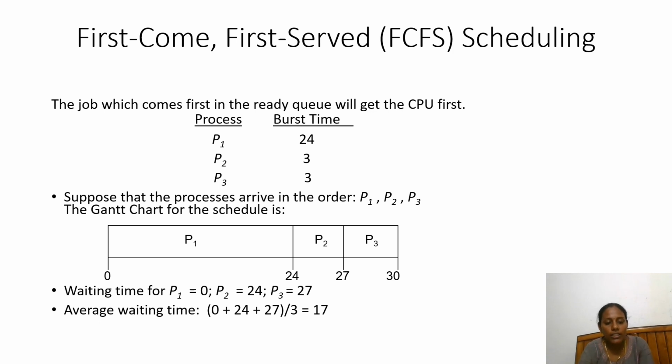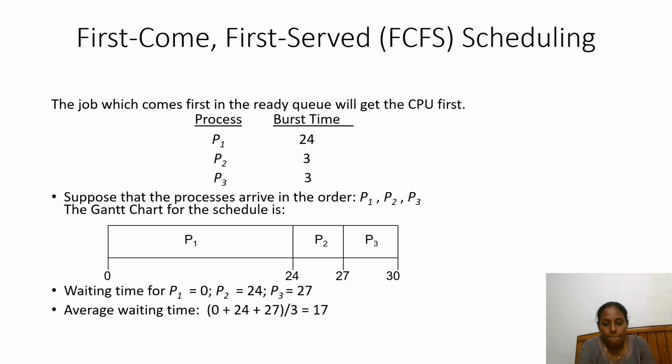So how can we calculate the waiting time for every process? P1 didn't wait for any other process. It is the first process to execute in the CPU, so there is no waiting. It's zero. Then how can we calculate process 2's waiting time? Process 2 should wait until process P1 has executed first. So P2 waiting time is 24 milliseconds.